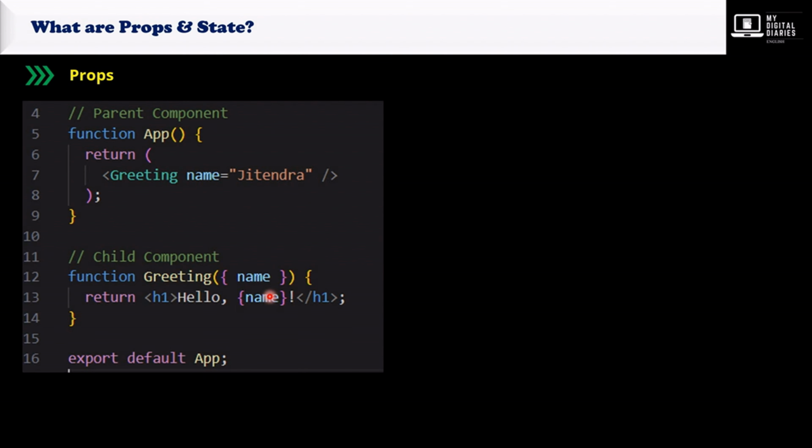This clearly shows that the parent sends this data, that is name, which the child receives and displays whatever way it wants to display. But the child is not modifying the props value. That is the thumb rule of props. Now let's move to state.